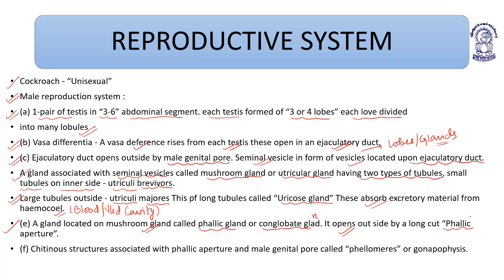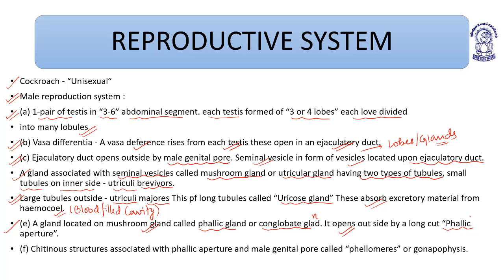The glands associated with the seminal vesicles are the mushroom gland or utricular gland, having two types of tubules: small utriculi breviores on the inner side, long utriculi majores outside. Among these, the long tubules are known as uricose glands, which help to absorb the excretory material from the hemocoel. A gland located on the mushroom gland is the phallic gland or conglobate gland. It opens outside through a long cut known as the phallic aperture.